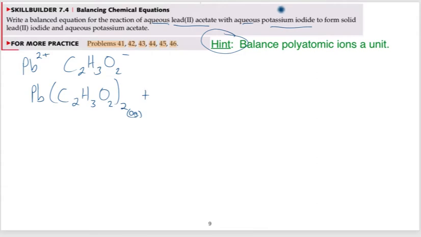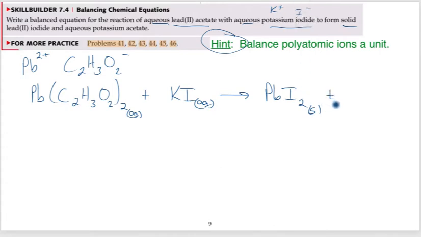Potassium iodide, I'm going to speed this one up a little bit. Potassium is a +1, iodine is -1, so they're going to come together in a 1-to-1 ratio. Again, aqueous. Lead iodide has that formula. Notice it tells us it's a solid. So one thing, you're looking at a precipitation reaction here.